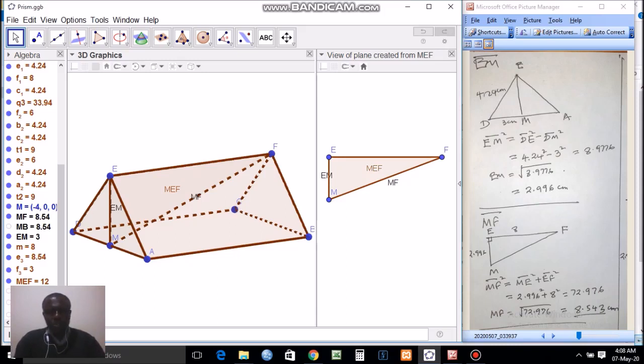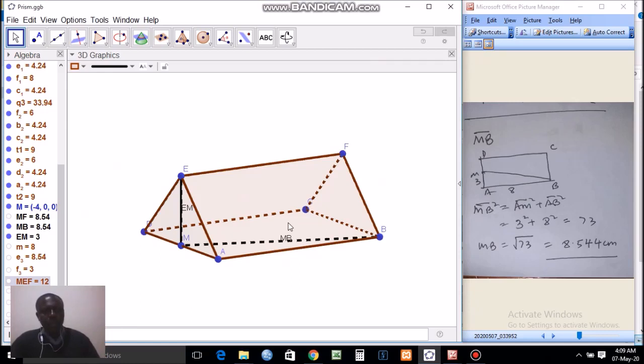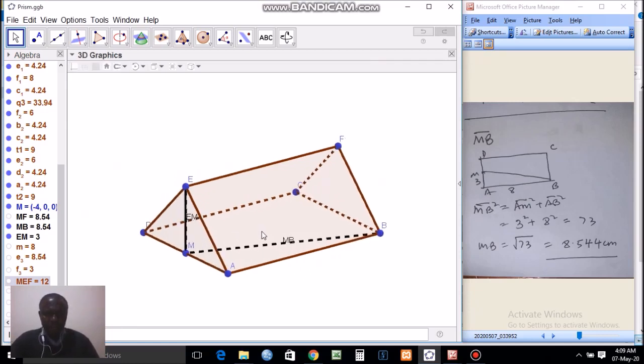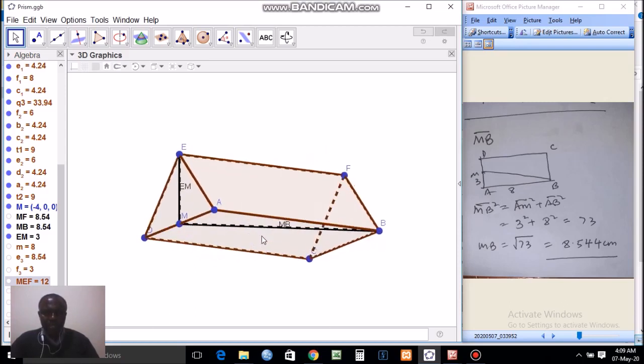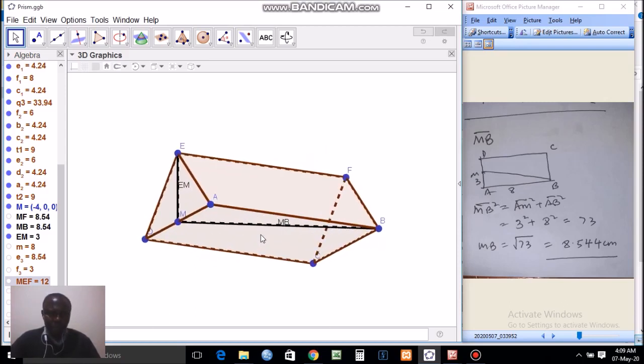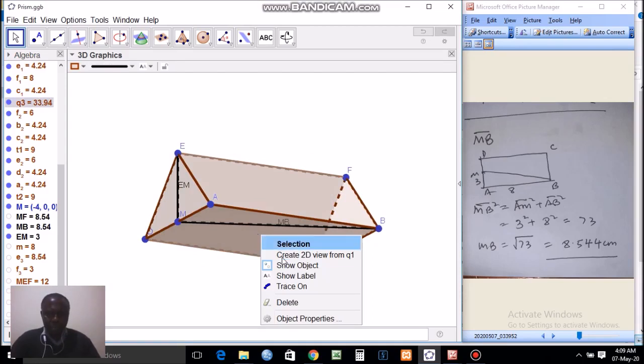So far, so good. We can next look at MB. Now, MB is a line running on the base. MB is here. It is on the plane ABCD. And let us have the plane ABCD, which is the base. It is rectangular in shape.